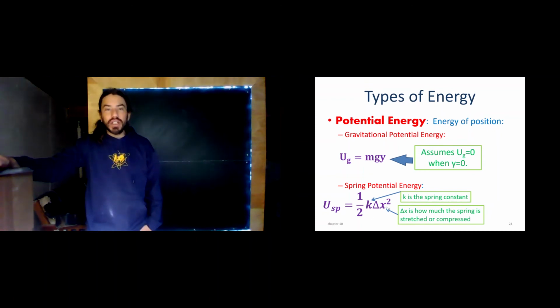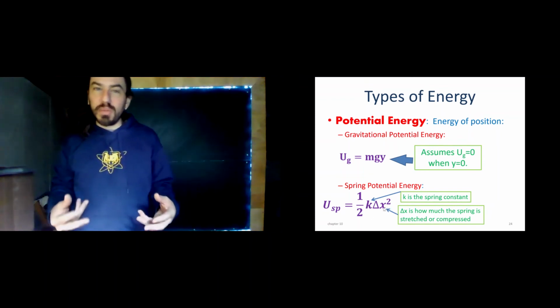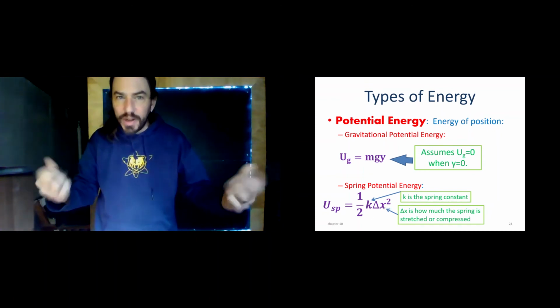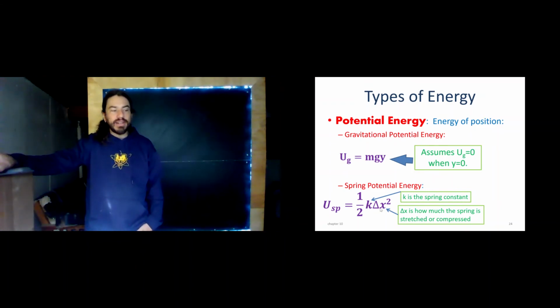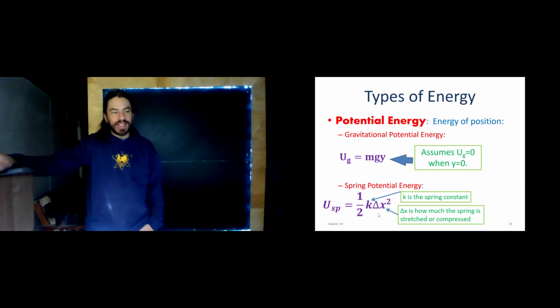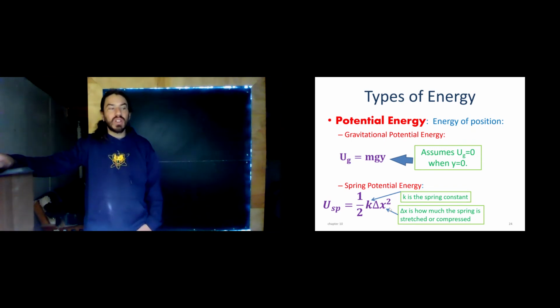All right, spring potential energy. I can store energy in a spring if I compress it or I stretch it. How much? Well, it depends on the spring constant and how much I've stretched or compressed it. Recall that delta x is the change in the length of the spring. So 1/2 k delta x squared is spring potential energy. Again, they're both potential energy because they are energy of position.